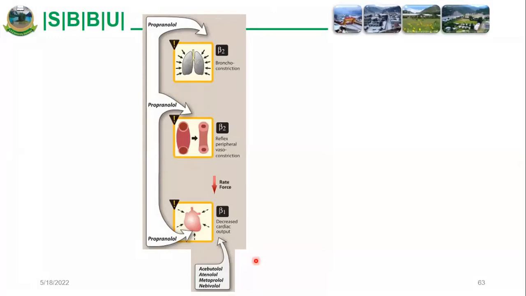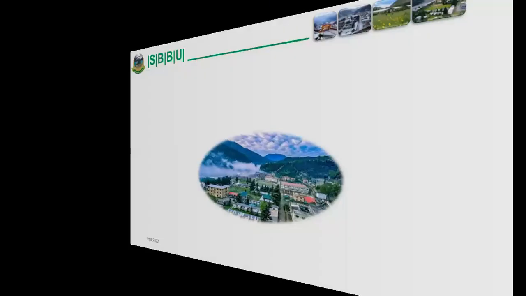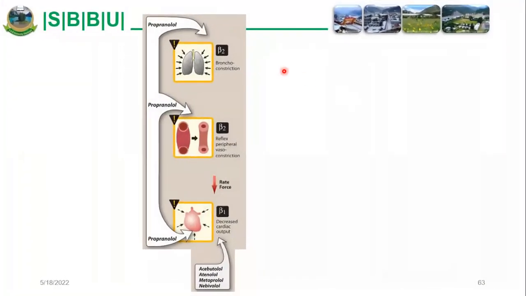These are the effects of propranolol. On the beta 2 receptors it causes bronchoconstriction, and reflex peripheral vasoconstriction on the blood vessels. Propranolol decreases cardiac output and blood pressure. The same applies to acebutolol, timolol, metoprolol, and nebivolol on the vessels and major arteries. The net result is to lower blood pressure.